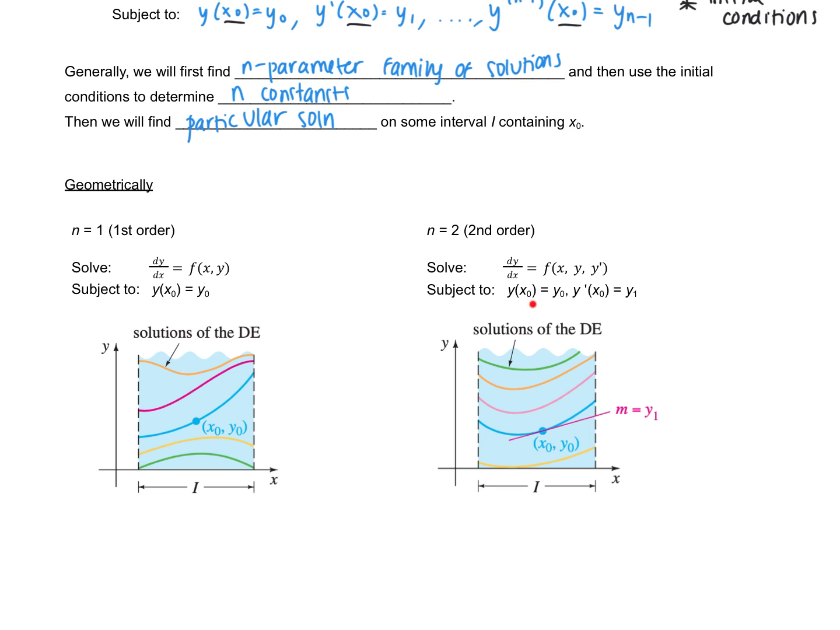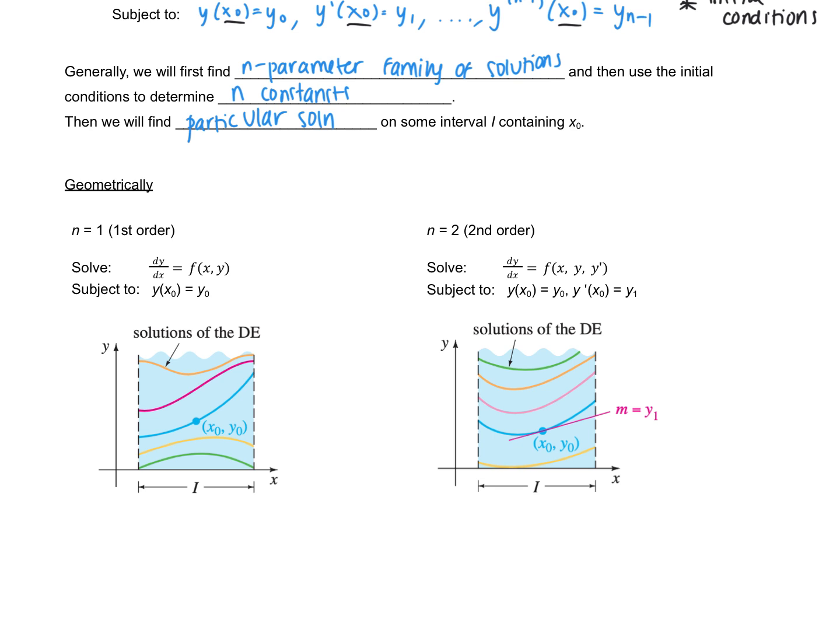This first condition, again, is the point. So we need the curve that goes through this point. We also need the curve that at x naught has a slope of y1, because the first derivative is slope. Hence this pink one. So we have two conditions that need to be met. We have to go through our point, and at that point, we have to have the given slope.